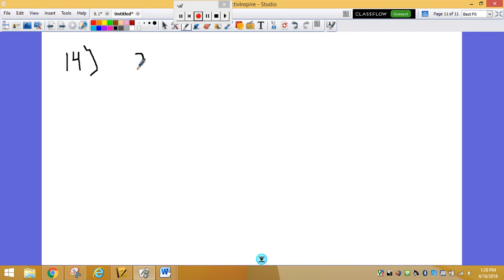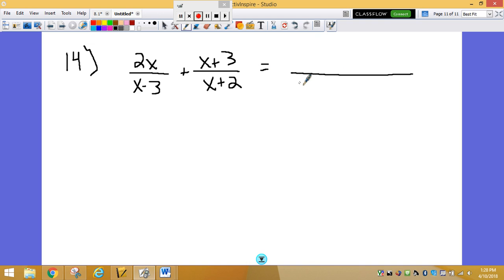All right, 14 looks like this. 2x over x minus 3 plus x plus 3 over x plus 2. So my common denominator is going to be an x minus 3 and an x plus 2. Let's figure out what we need to add.